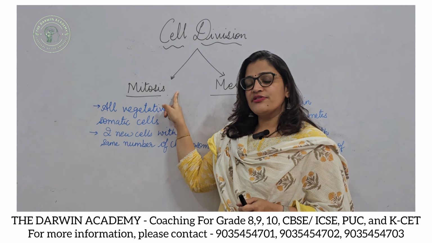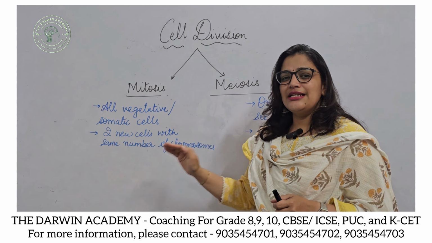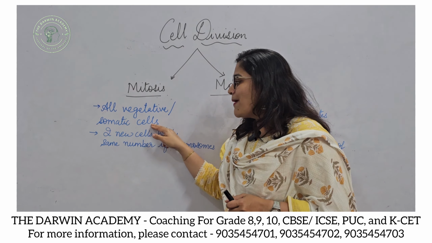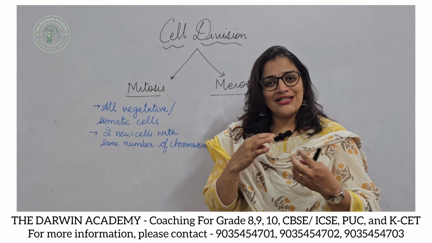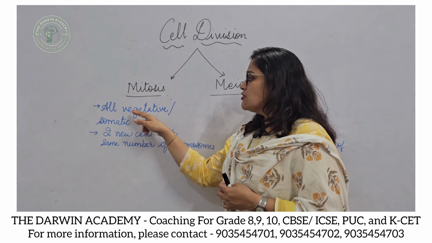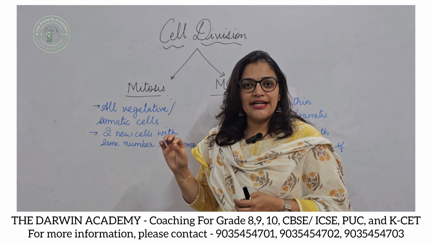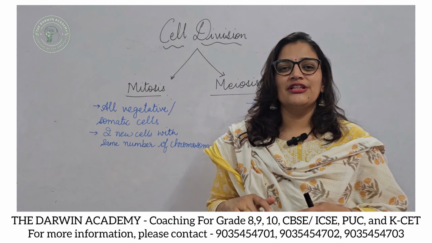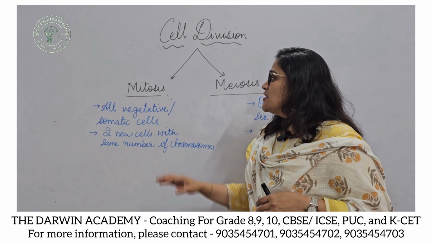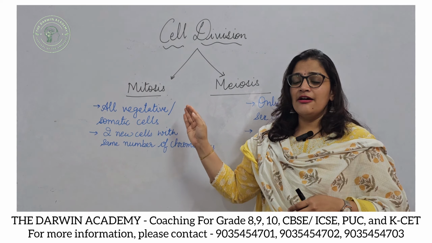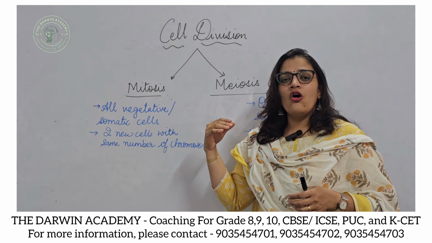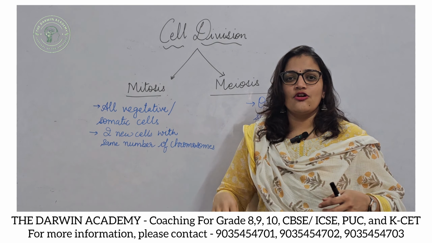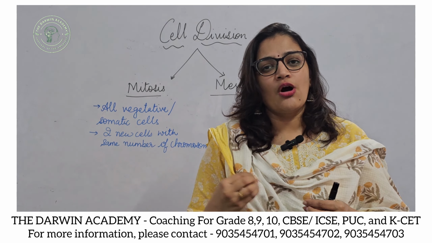Mitosis is a type of cell division which is basically seen in all the somatic cells or all cells of the body. We also call these cells vegetative cells. They have nothing to do with the vegetables that you eat. So, where does mitosis occur? It occurs within all the somatic cells or the cells that are present throughout the body.